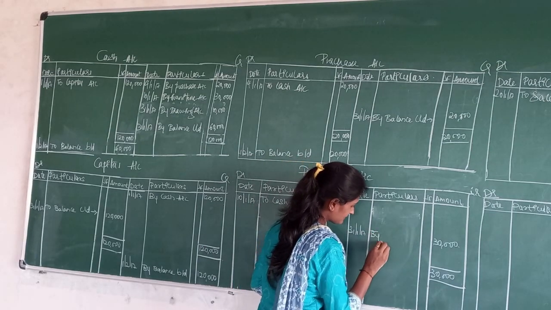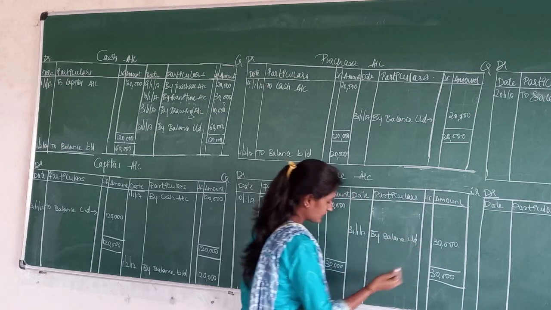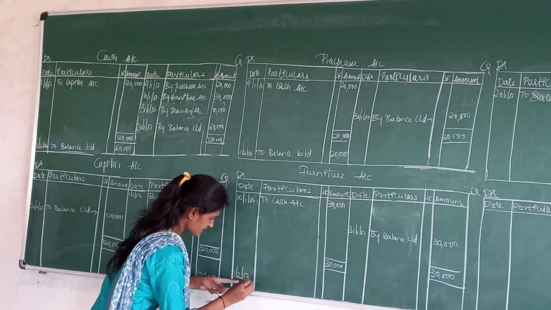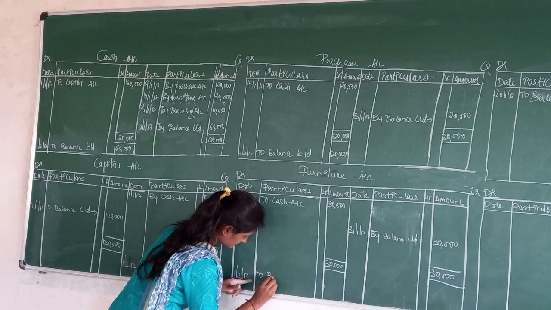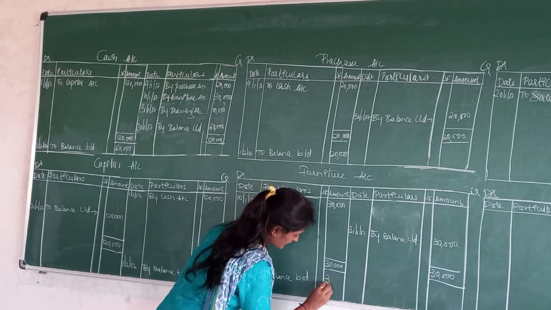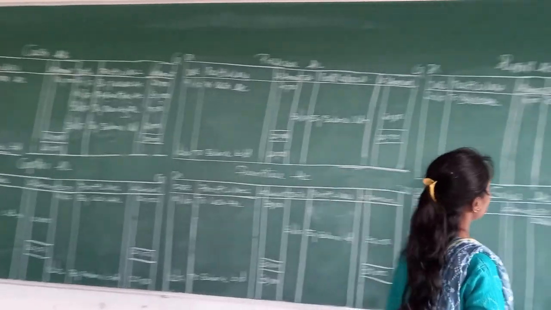By balance carried down, and below this the next month. Yes, that is February 1st 2017, to balance brought down 30,000. Yes, and next we will go for the Rupali account.